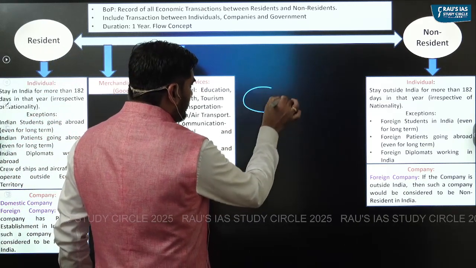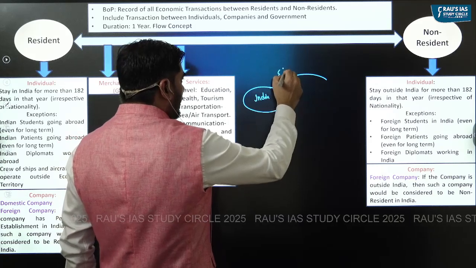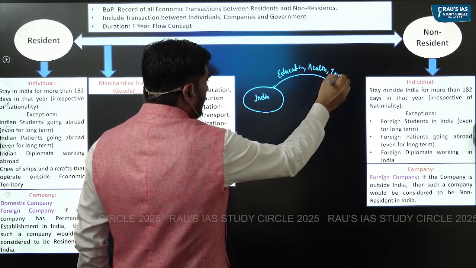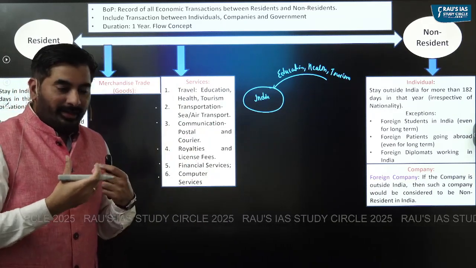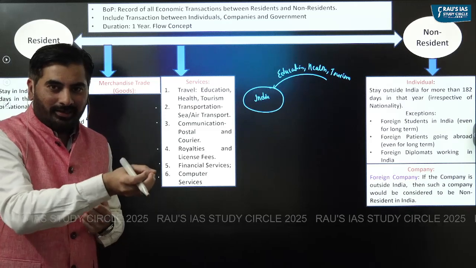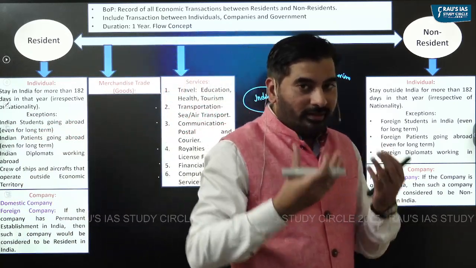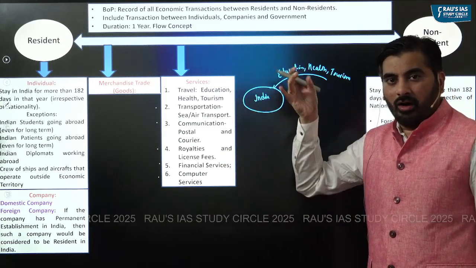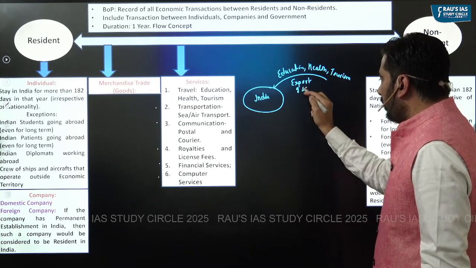Okay, let's say this is India. In India, you have non-residents coming into India for the purpose of education, for the purpose of health, for the purpose of tourism. So you must understand, when these people are coming into India, they are bringing foreign currency. That foreign currency they will convert into Indian rupees and they will spend those Indian rupees in India, right? So we are going to receive money. Because we receive money, when someone from abroad comes into India for education, health, or tourism, for India it will be considered as export of services.